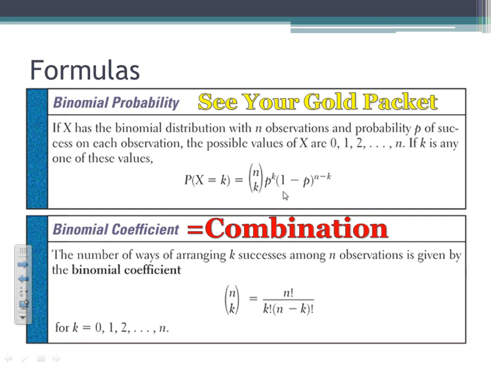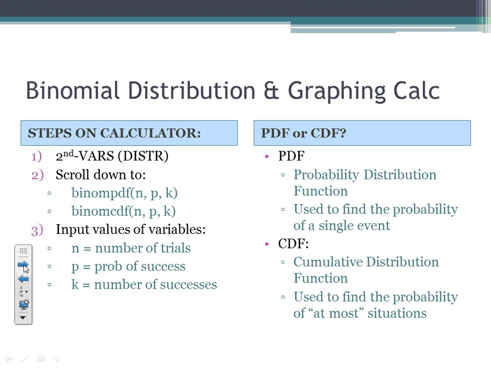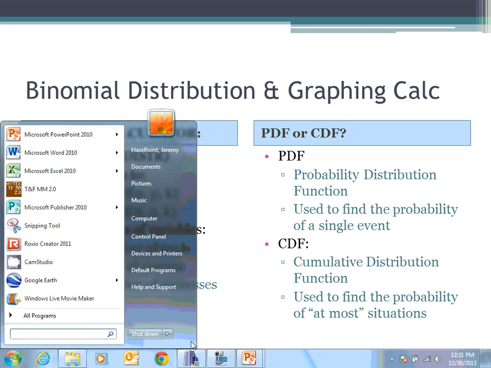How many different ways, or how many combinations, are there given the number of successes and failures that we can make? So this is the formula that we're going to use, but again, it's built into your graphing calculator. So let's take a look at that. In your graphing calculator, it's pretty easy to get to the binomial distribution. We've used other distribution values, and the binomial distribution is found in the same place.